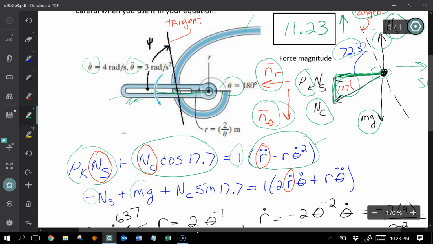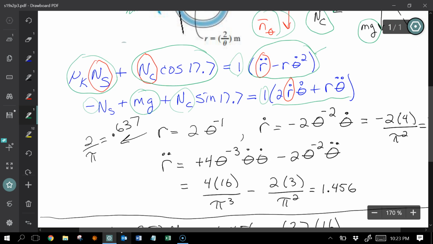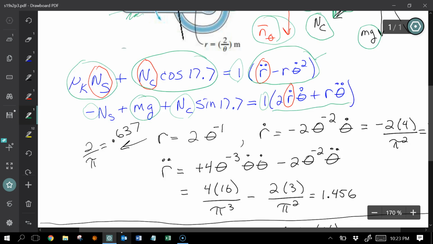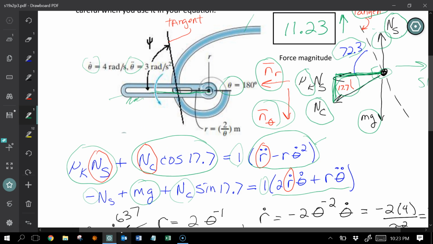You have some gravity, all of the gravity actually is in the theta direction, and then you have a component of the NC force, and that equals the mass times the acceleration in the theta direction. Okay. So if you circle the unknowns, there's 1, 2, 3, 4 unknowns. Now this is 1 degree of freedom. I should have counted that. 1 degree of freedom. Because I know theta double dot, that's an acceleration term.